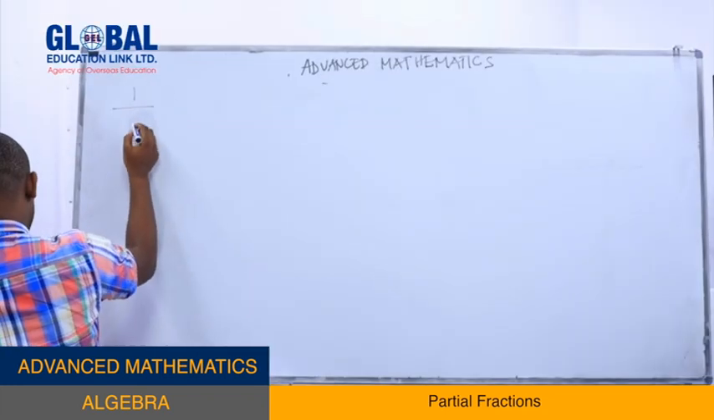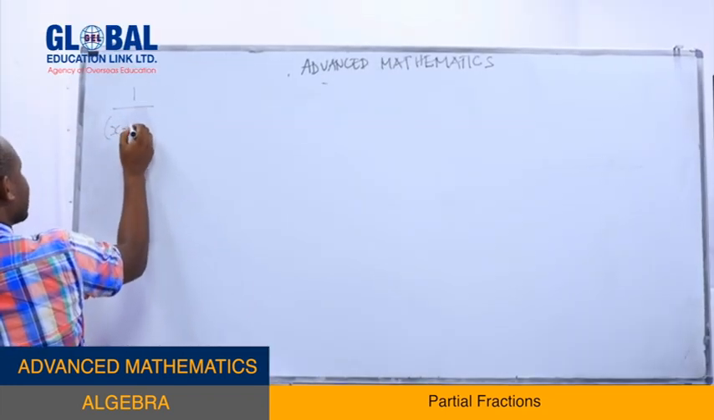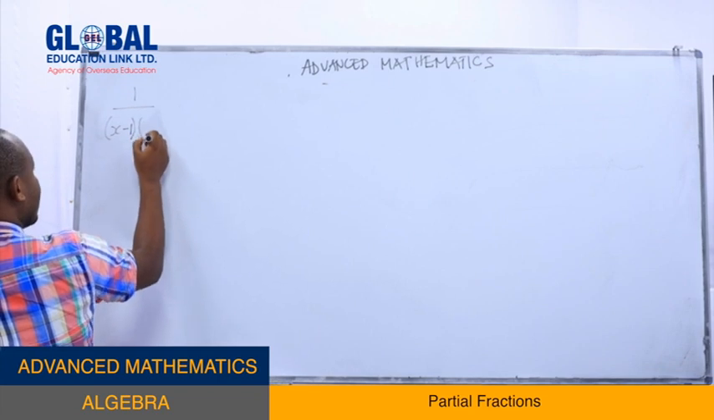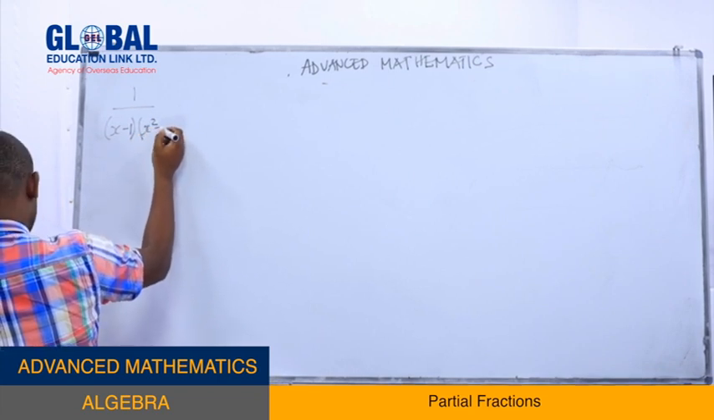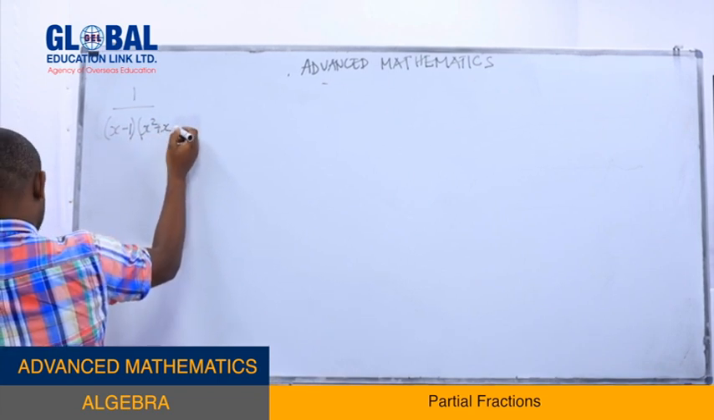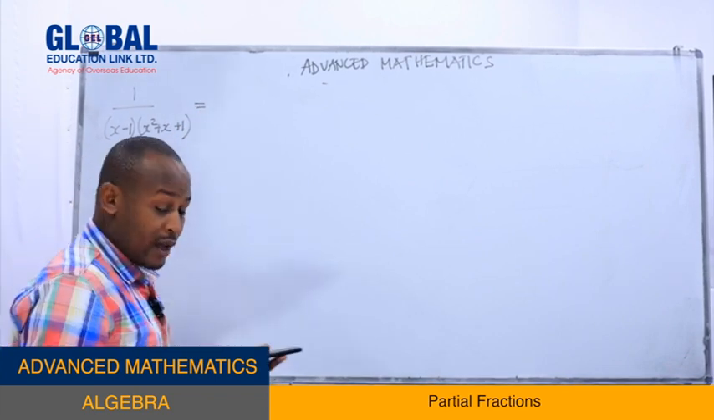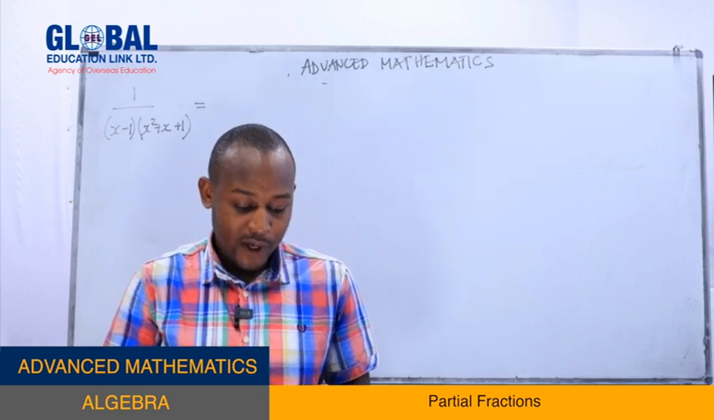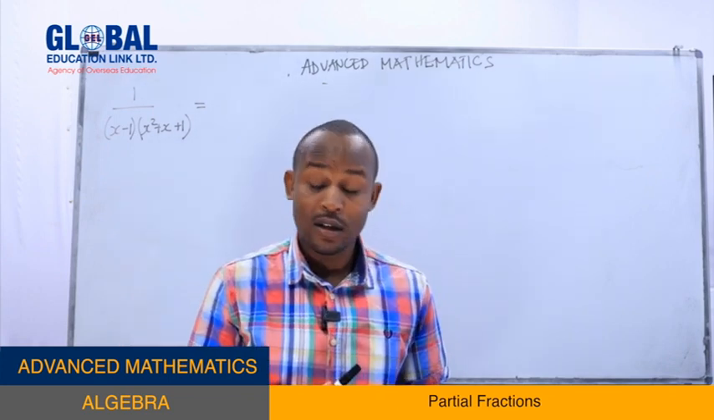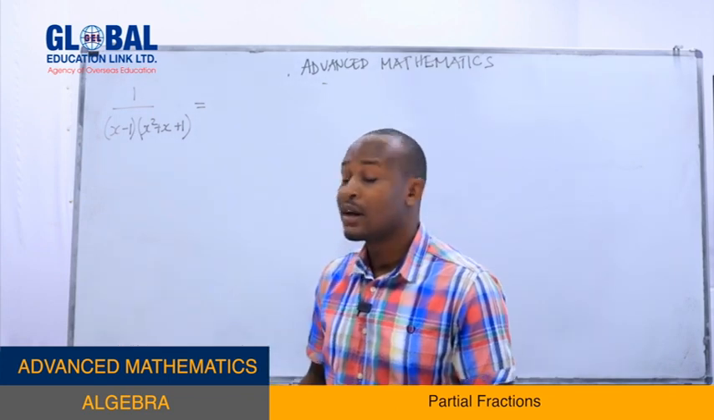So we have 1 over x minus 1 times x squared plus x plus 1. And her name is Agnes Nyakunga, and she asks us to help her partializing this.